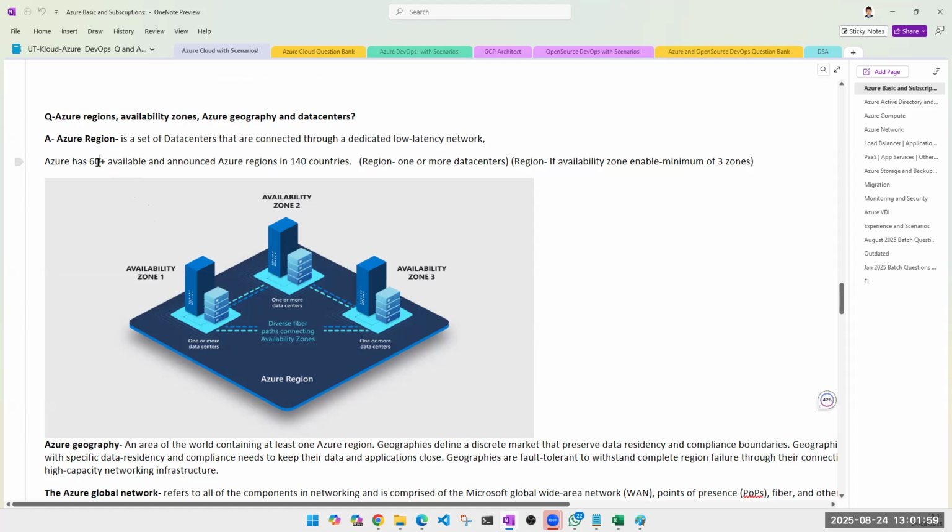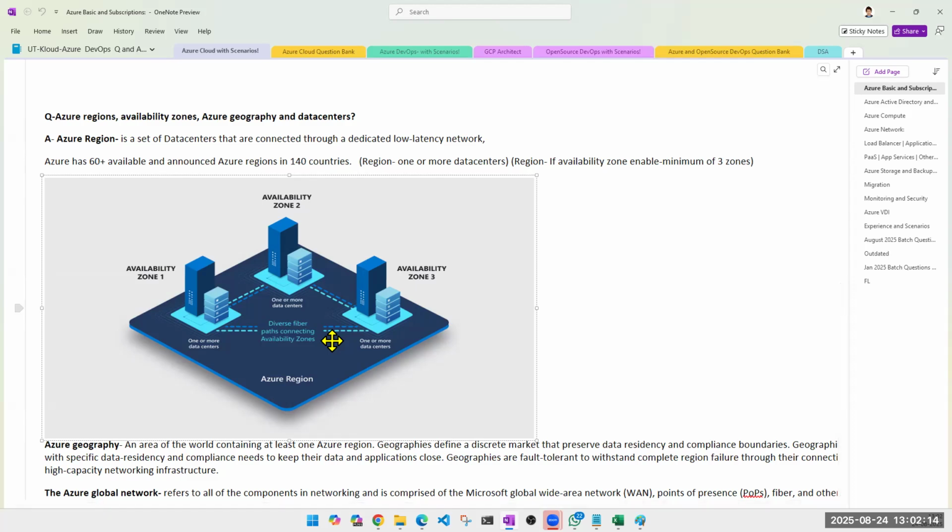Azure has 60 plus regions. Maybe out of them 10 regions have the availability zone feature. Now what is that feature? Any region which has three data centers is called an availability zone region. Is it clear? Okay. Yes. Others, is it clear?